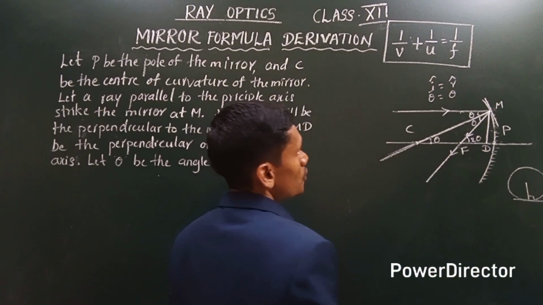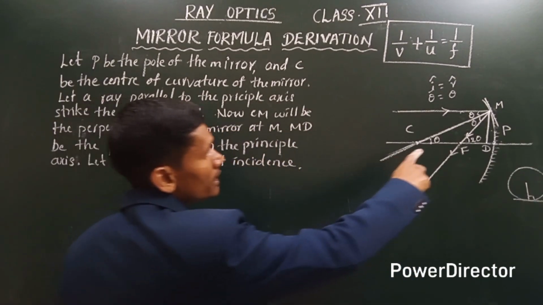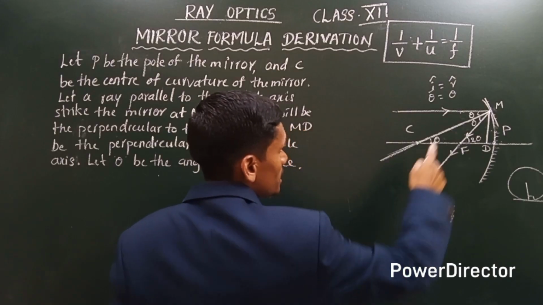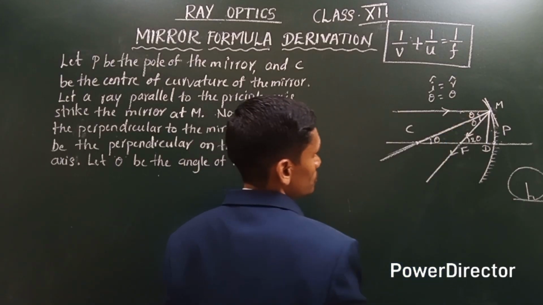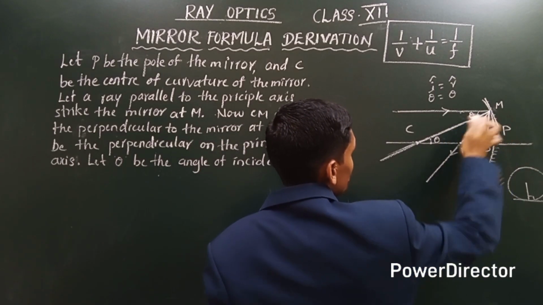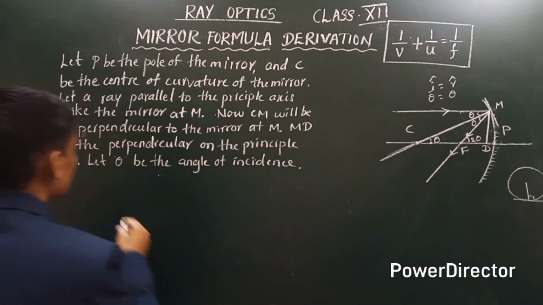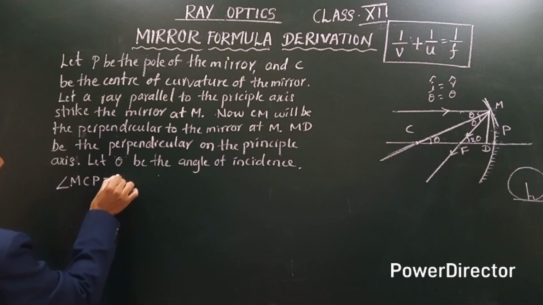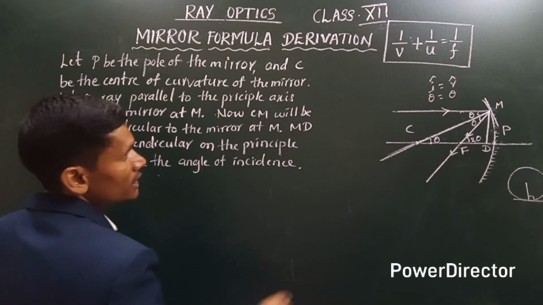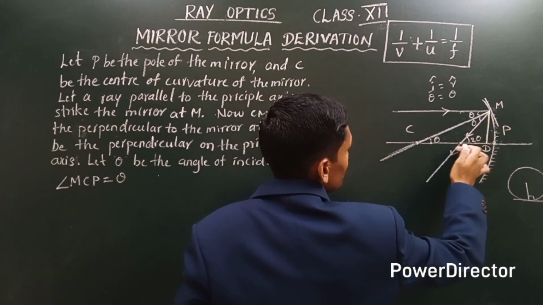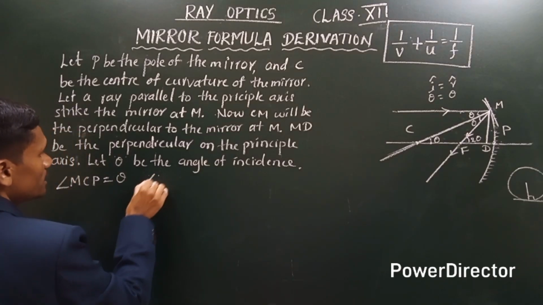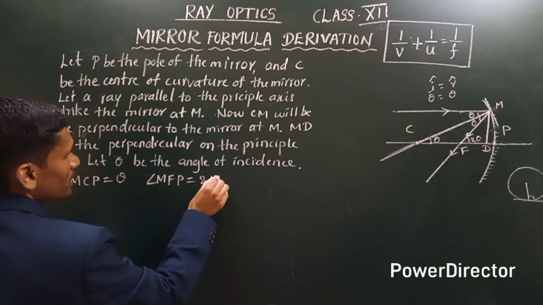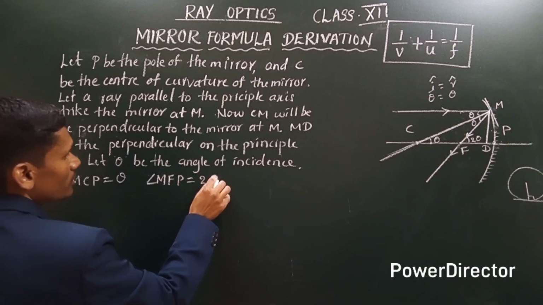You got it now. So let us come to this one. First here, theta we got, 2 theta we got, right? You consider these angles now. What are those angles? Angle MCP you consider, okay? Angle MCP, what is that? Theta. It is angle theta. Next, angle MFP you consider. Angle MFP will be equal to what? 2 theta, right? We know this from the figure.